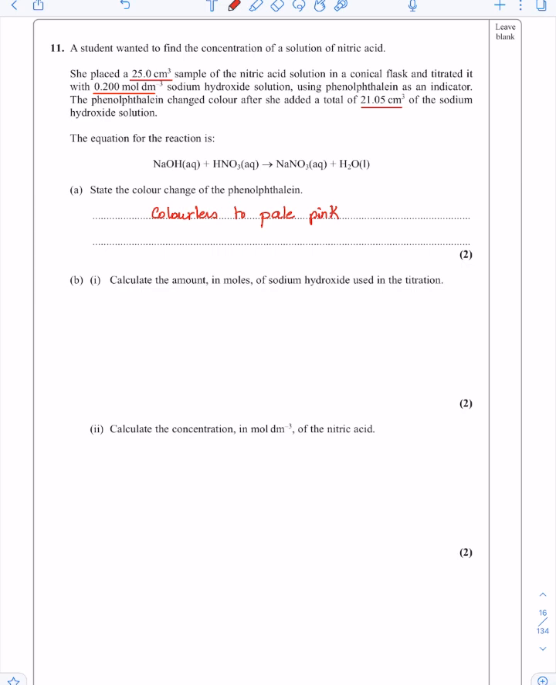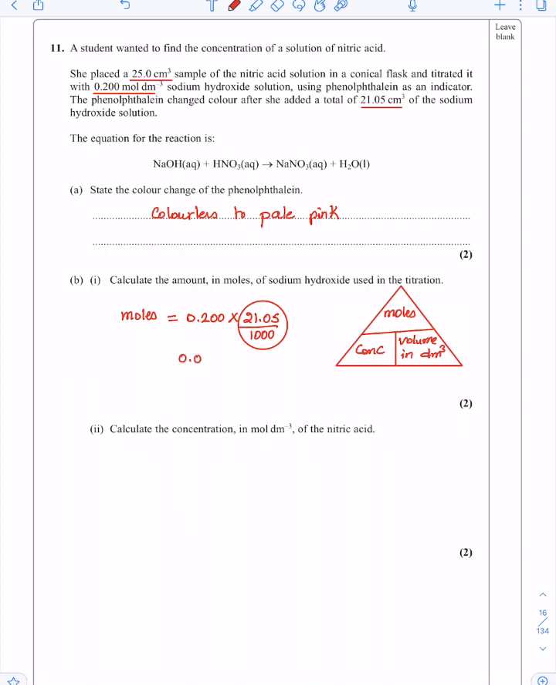Question B I. Calculate the amount in moles of sodium hydroxide used. My law says that concentration is equal to moles over volume in cubic decimeter. To calculate the moles of sodium hydroxide, I need to multiply the concentration, which is 0.200 mole per cubic decimeter, times the volume from the burette, which is 21.05. But of course 21.05 must be divided by 1000, which gives 0.02105. So it is 0.200 times 0.02105, and the answer comes out as 0.00421 mole. So I have now got the moles of sodium hydroxide.